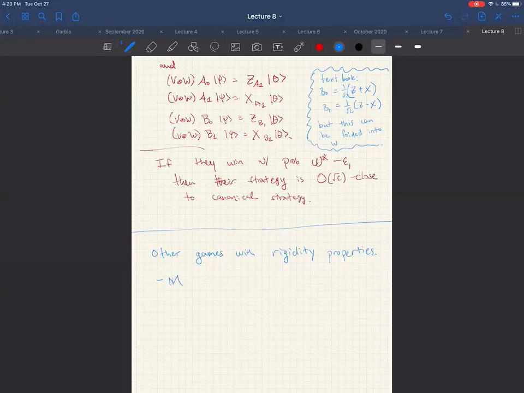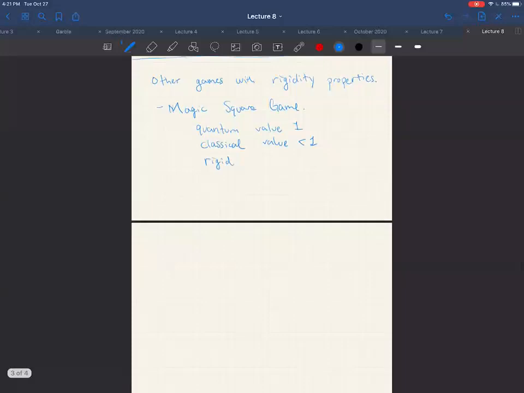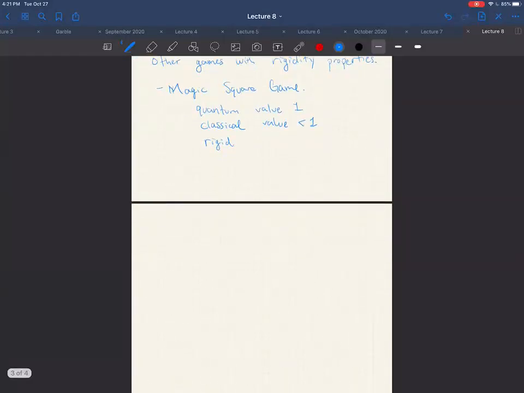So this motivates something called the magic square game. This is going to be a game that has quantum value 1, and the classical value is going to be strictly less than 1. And it's going to be a rigid game, like there's again essentially only a unique optimal quantum strategy. This game is slightly more involved than the CHSH game. So how does it work? It's based on the following setup.